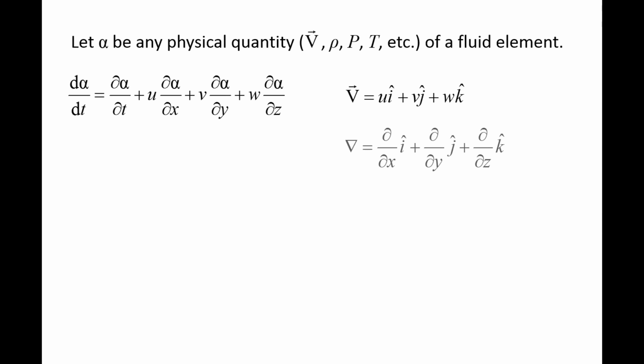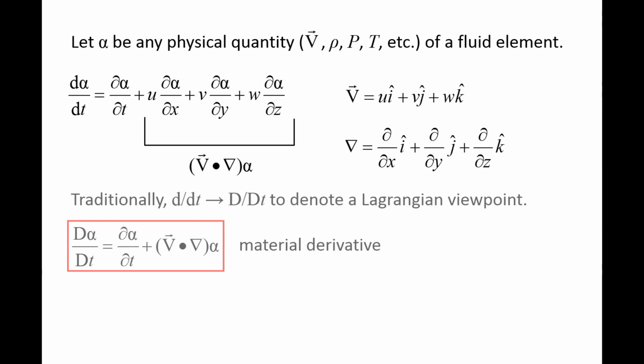The del operator is defined as partial x i hat plus partial y j hat plus partial z k hat. So we can rewrite the three terms on the right as the dot product of the velocity vector and del operator, which operates on alpha. Many fluid mechanics textbooks replace lowercase d's with uppercase D's in the time derivative on the left side of the equation to highlight that it refers to a Lagrangian viewpoint. Other names for the material derivative are the total derivative, convective derivative, substantial derivative, and substantive derivative.